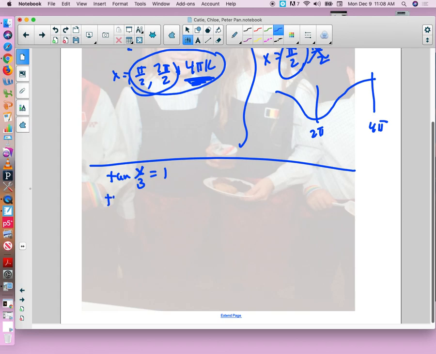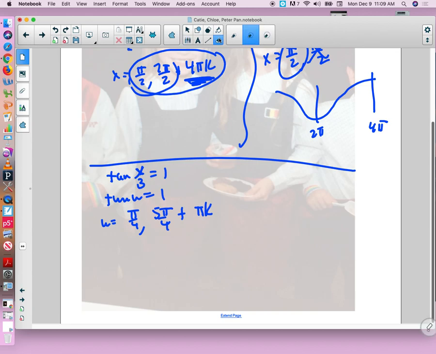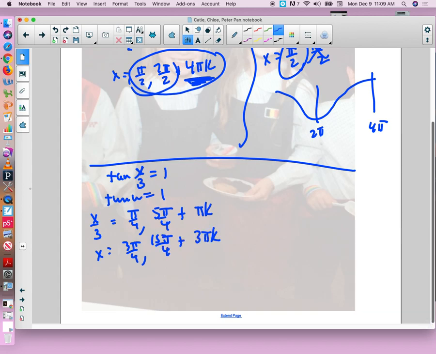So I'm going to do tan u is 1. That happens when u is pi over 4 and 5 pi over 4, plus pi k. I'm going to take u out and put x over 3 in. Are y'all okay with that? So I get x is 3 pi over 4 and 15 pi over 4, plus 3 pi k. They only have this answer.